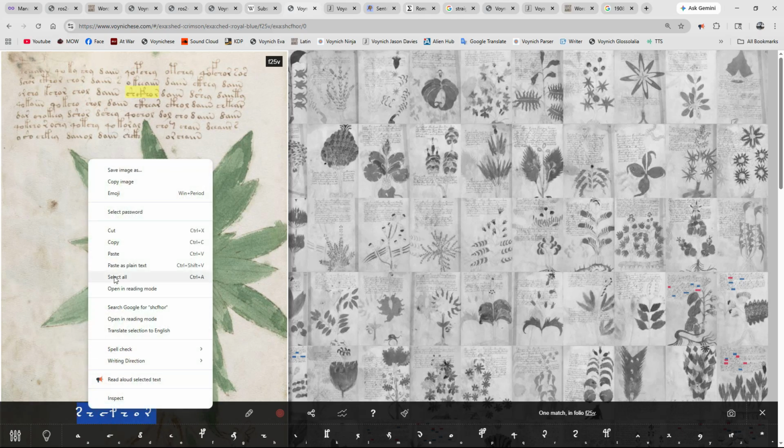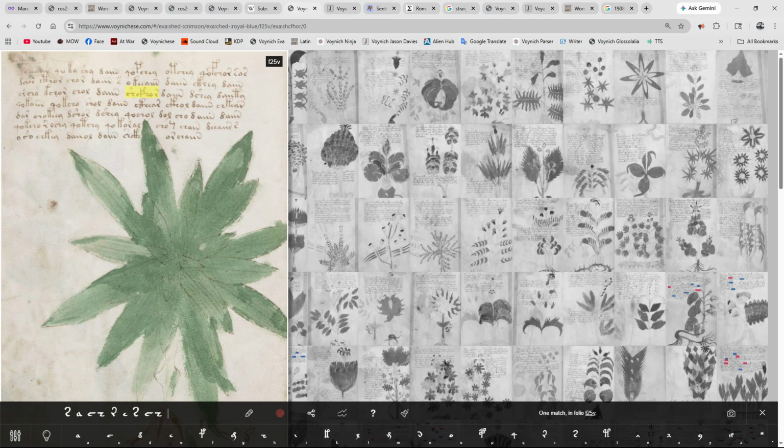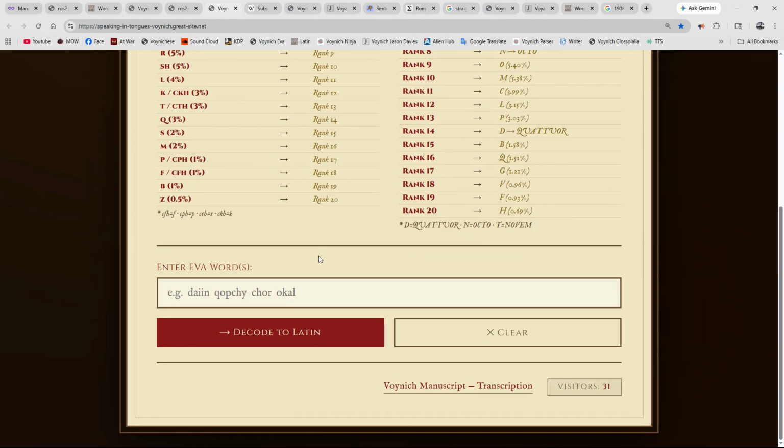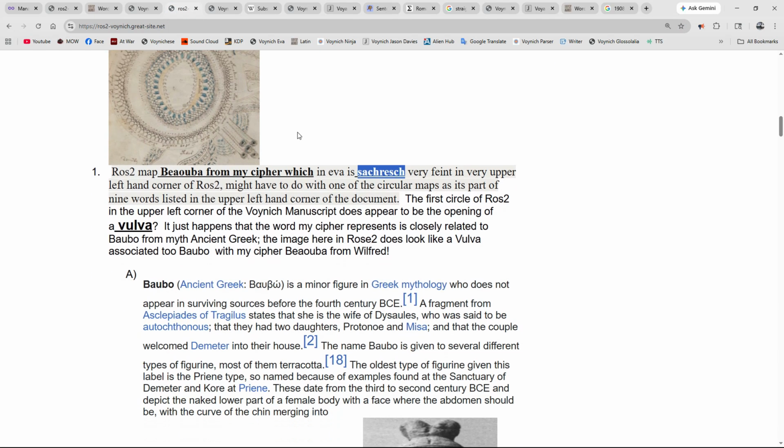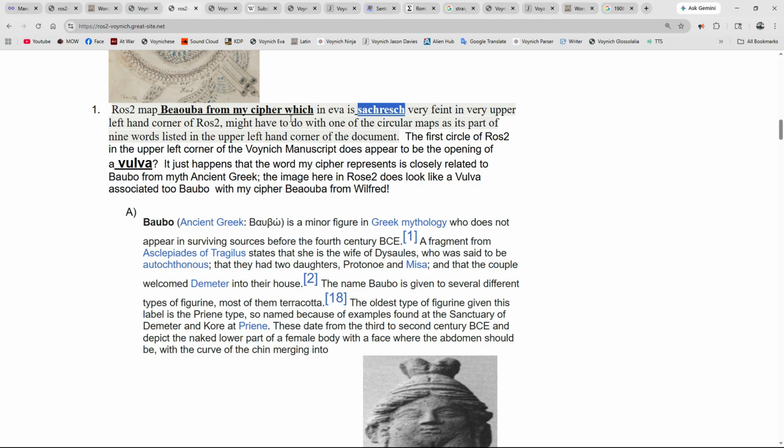So you can get the feel of what it looks like in Voynich glyphs. And if you put it in the cipher, paste it in here, there's Biobaba. So there you go, that's how it was represented in my cipher. But then this is not really the spelling of Bioba, it's Boba.